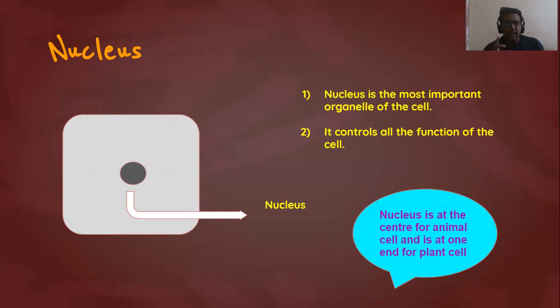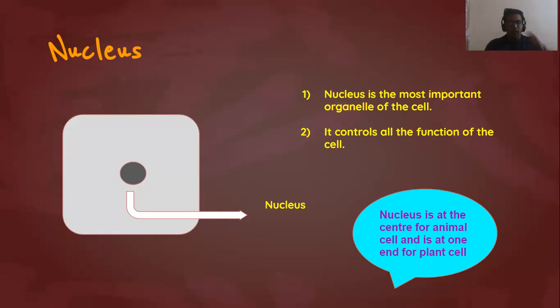Nucleus in plant cell is at some side. मतलब अगर ये पूरा सेल है, एक स्क्वायर सेल, तो न्यूक्लियस साइड में रहेगा फॉर प्लांट सेल. बट एनिमल सेल के लिए न्यूक्लियस हमेशा सेंटर में रहेगा. इफ इट इज अ सर्कल, उसके सेंटर में न्यूक्लियस रहेगा एनिमल सेल के लिए. प्लांट सेल के लिए दूर रहेगा.